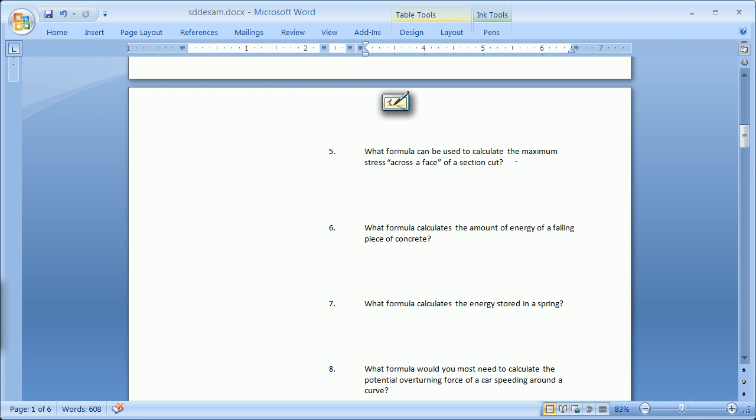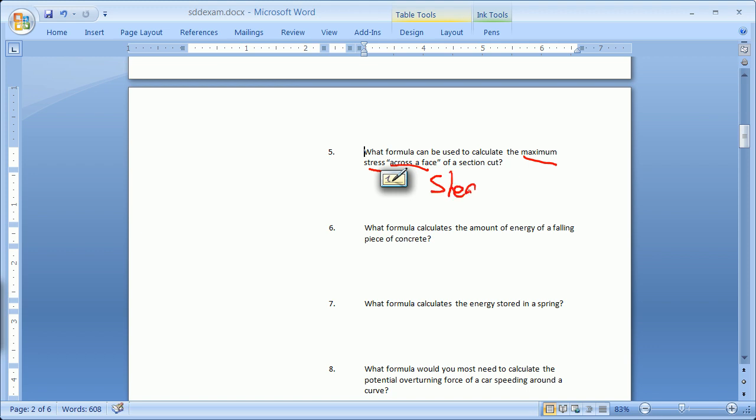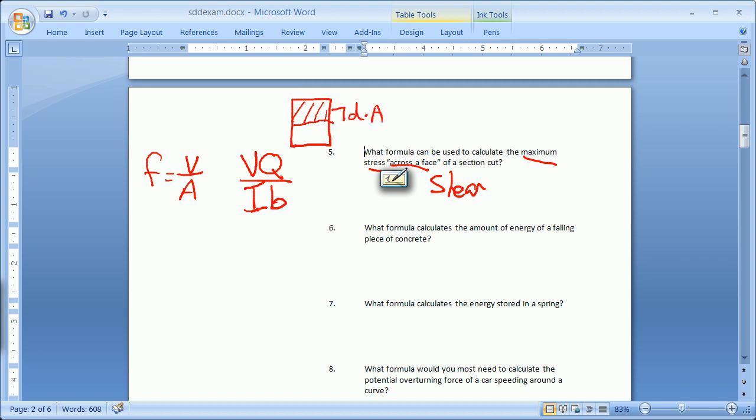The maximum stress across a face would be shear. Now you know that V over A is the average shear stress, but you should know that the max of any shear stress is V, the shear force, divided by the first moment of the area over the moment of inertia of the section, and times the width of the section. And how does that look? Well, if you're looking at the cross section of a beam, the first moment of the area is the area outside, so you're going to take the area times this distance, so area times distance, that's the first moment of the area. And this moment of inertia is of the whole thing. So basically this is going to get you the maximum stress.